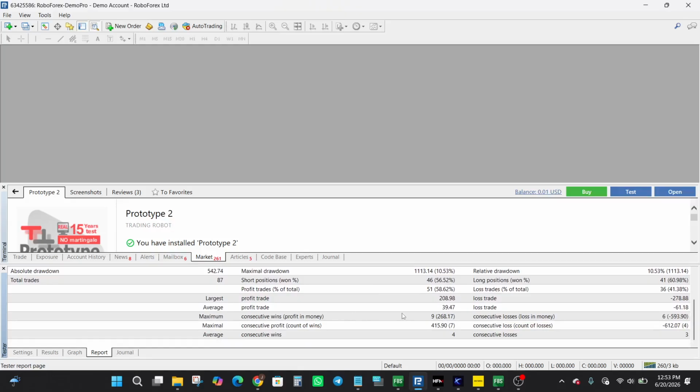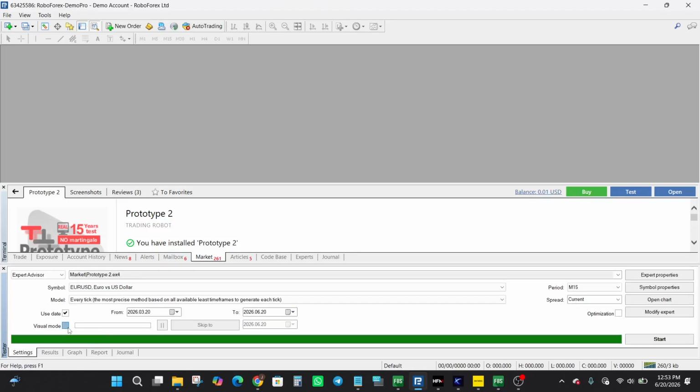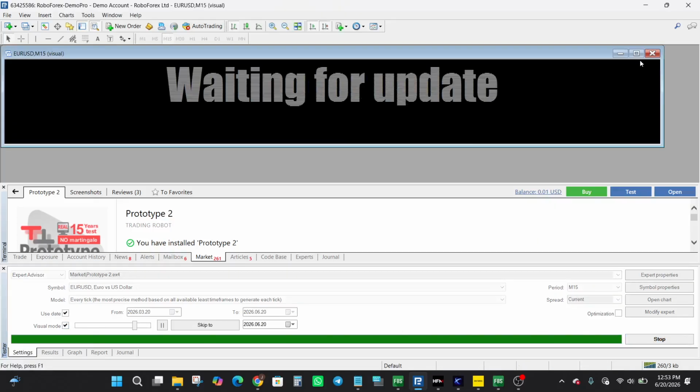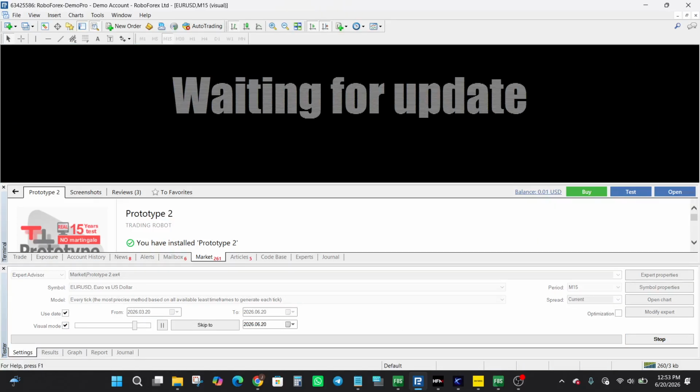Largest profit was 208.98, and the average profit was 39.47. Largest loss was 278.88, and the average loss was 61.18. So this tells me that the risk to reward ratio is bad because the average loss is bigger than the average profit. Okay, but in a moment, let's turn on the visuals. Let's see this EA in action.